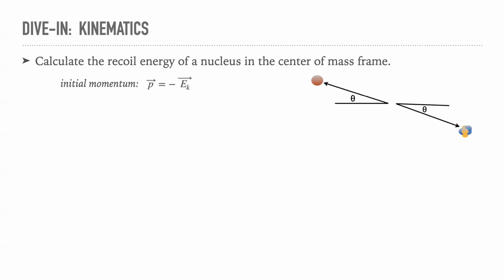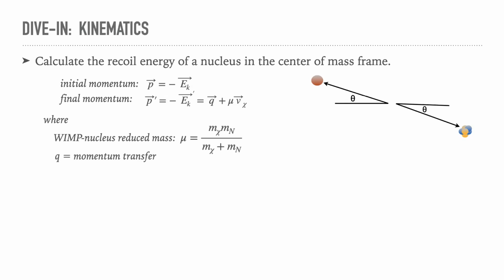So obviously, we're wanting to think about what's the initial momentum, what's your final momentum. So your initial momentum is going to be equal to the kinetic energy. And then your final momentum also has to be equal to the kinetic energy. So this is going to be the amount of the momentum transfer plus the reduced mass times the velocity of your dark matter particle. In this case, I'm using chi as the representative for our dark matter WIMP. So chi represents WIMP in this notation.